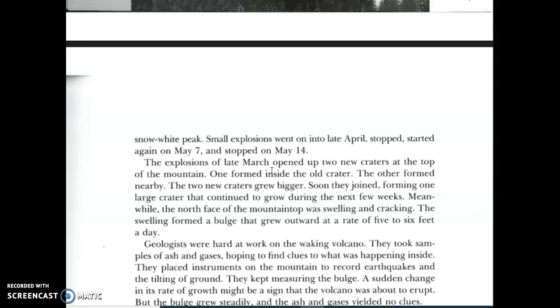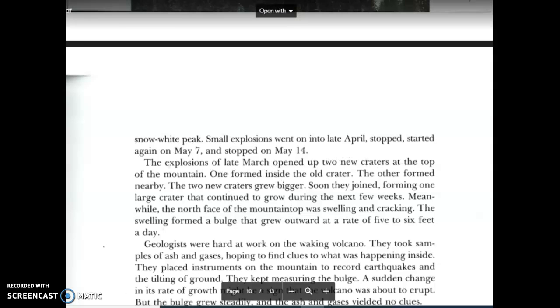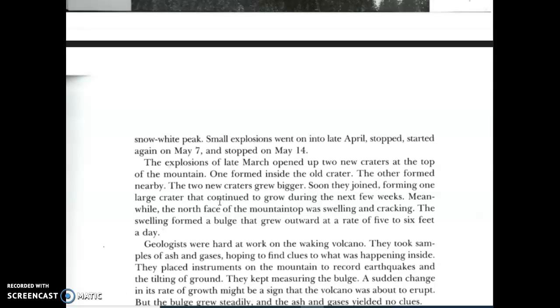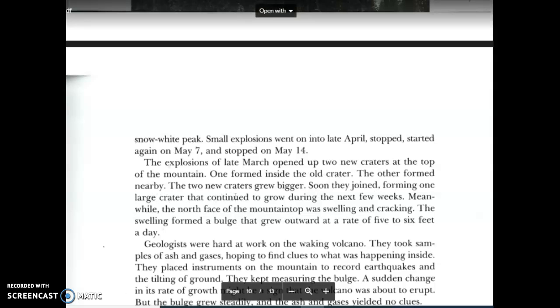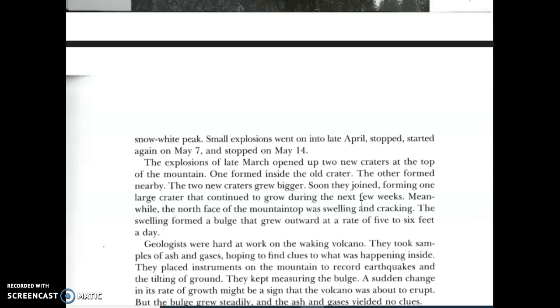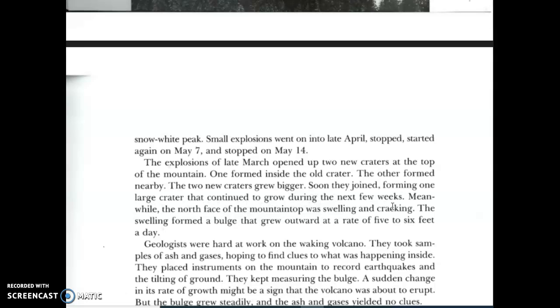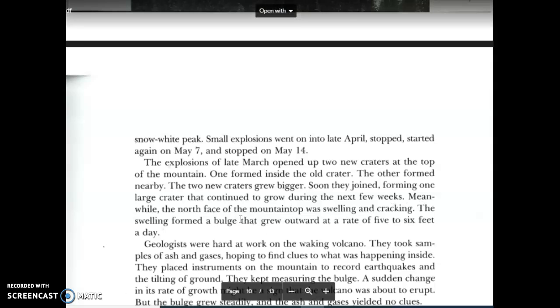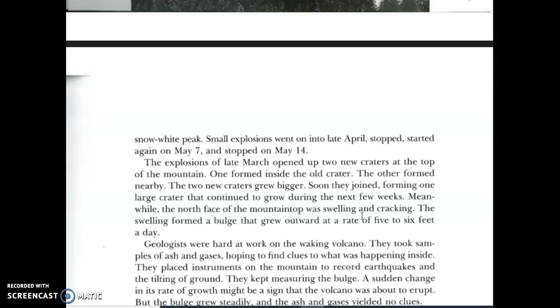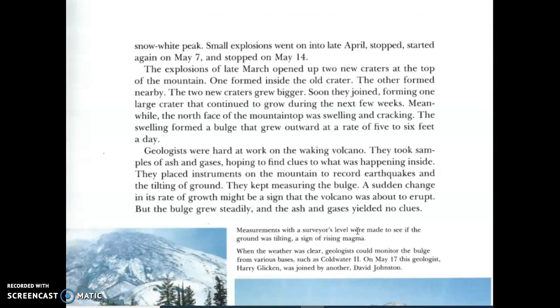The explosions of late March opened up 2 new craters at the top of the mountain. One formed inside the old crater. The other formed nearby. The 2 new craters grew bigger. Soon they joined, forming one large crater that continued to grow during the next few weeks. Meanwhile, the north face of the mountaintop was swelling and cracking. The swelling formed a bulge that grew outward at a rate of 5 to 6 feet a day.